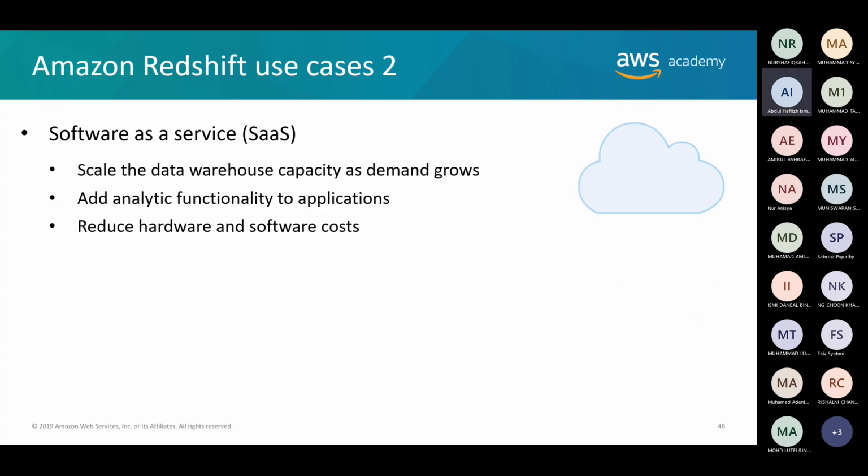And software as a service customers can take advantage of the scalable, easy to manage features that Amazon Redshift provides. And some customers use Amazon Redshift to provide analytic capabilities to their applications. And some users deploy a cluster per customer and use tagging to simplify and manage their service level agreements and billing. And Amazon Redshift can help you to reduce hardware and software costs.